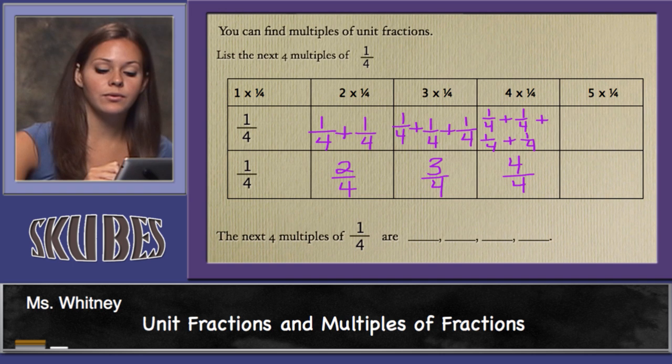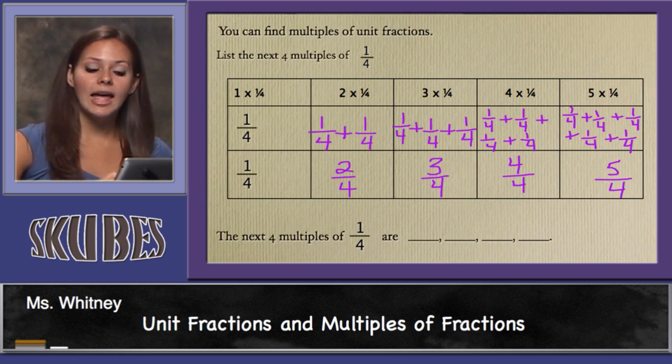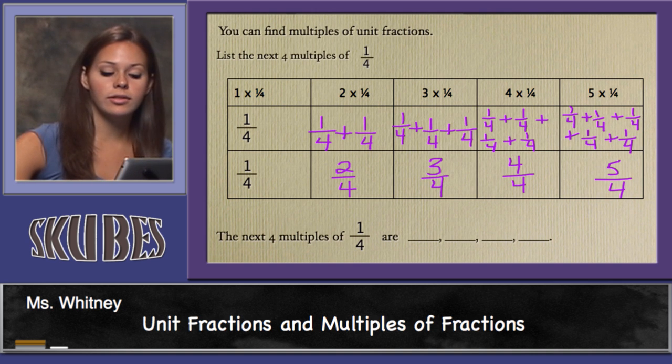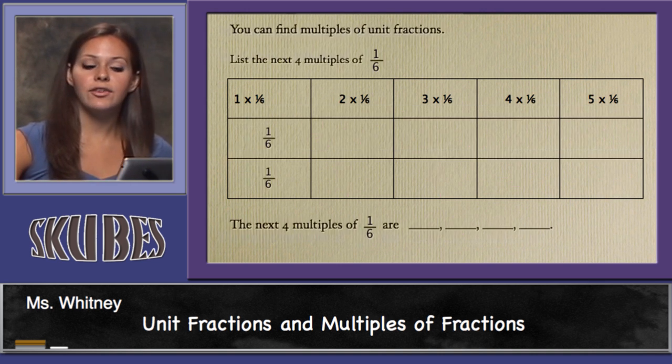And 5 times 1/4 is 1/4 plus 1/4 plus 1/4 plus 1/4 plus 1/4, or 5/4. The next 4 multiples of 1/4 are 2/4, 3/4, 4/4, and 5/4.